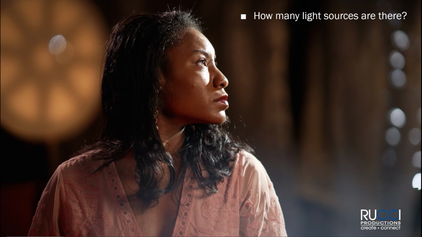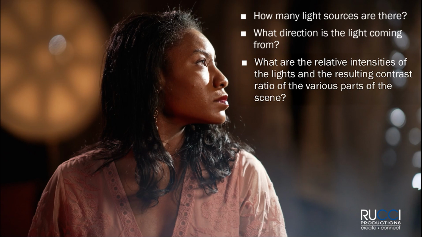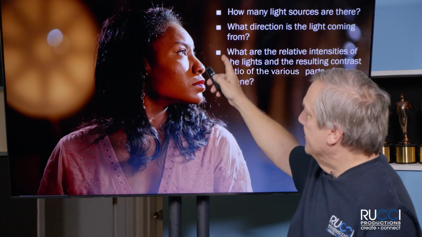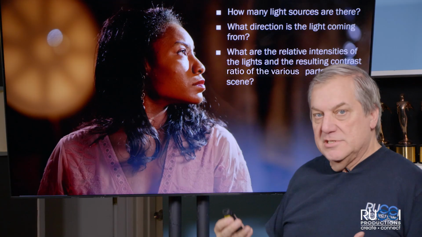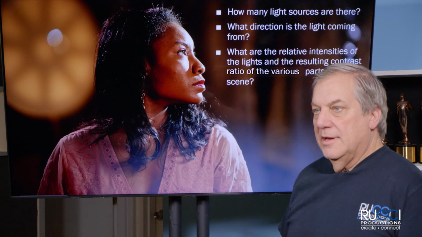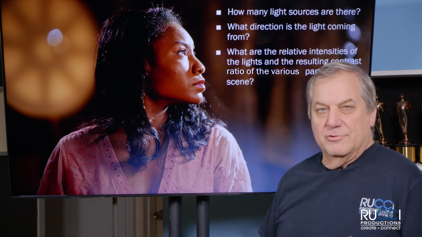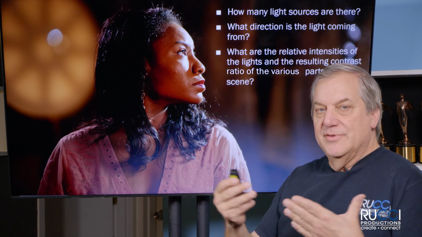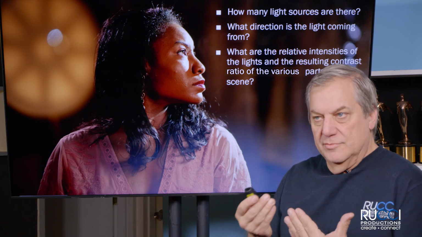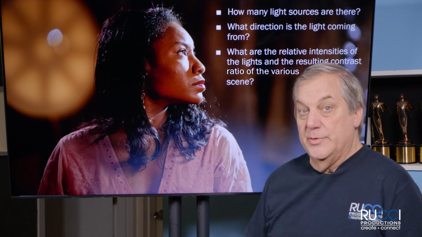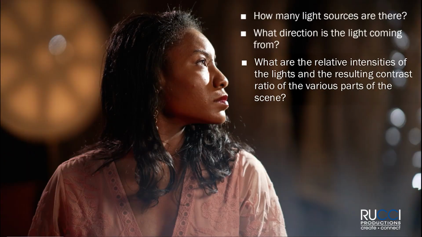And you might have to look at more than one of these frames. What direction are those lights coming from? Where are they placed? What are the relative intensities of the lights and the resulting contrast? How much brighter is that one than that one? And how much of a contrast ratio does that create? How even and flat, or how much dramatic bright and dark do you have in the scene?